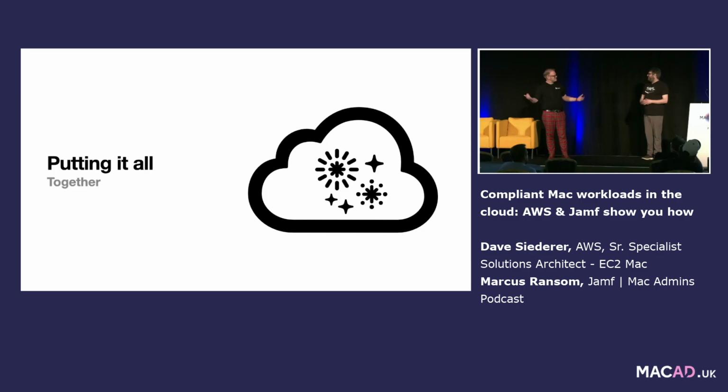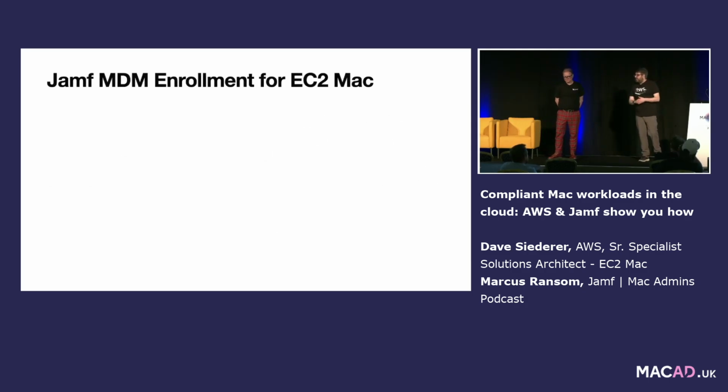So we've considered all of these things that we want to do on these devices. How do we put this together? What does this look like? So this is a bit of the architecture behind what's called Enroll EC2 Mac, which will have a QR code at the end with some links.